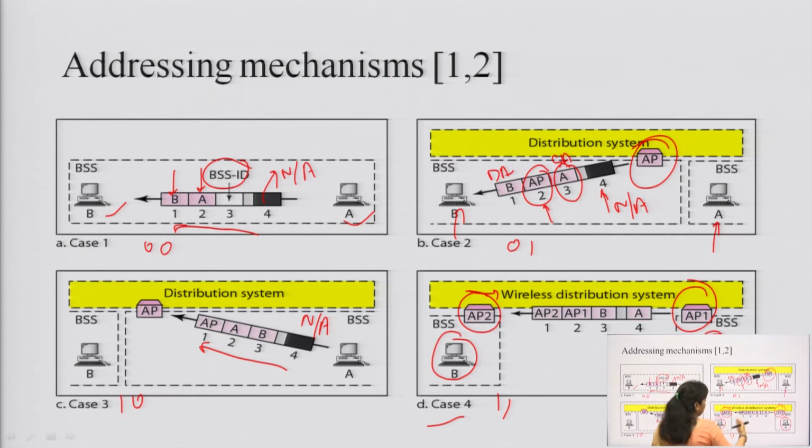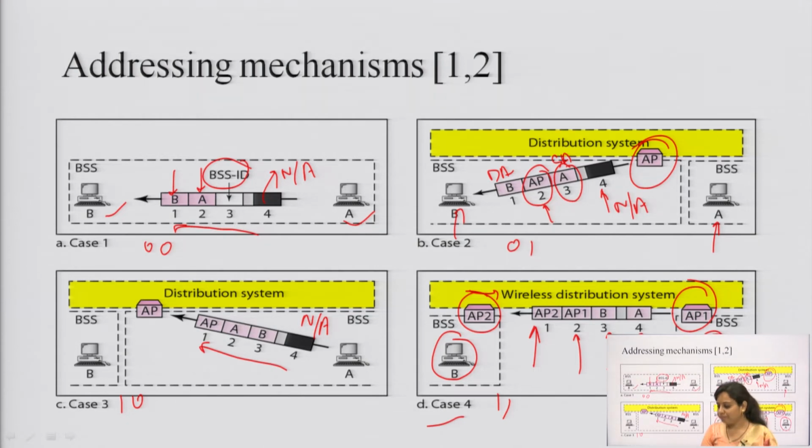Now, you can see how this frame has been formed. This is the destination access point, this is the source access point, this is the destination address, and this is the source address. So, all 4 pieces of information are present in this frame, and this has been connected through this wireless distribution system. In both case 2 and case 3, this is connected through a distribution system, which means you can also say it is a kind of extended service set. So, that is the addressing mechanism.